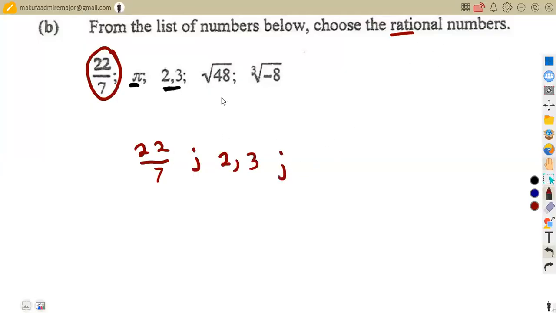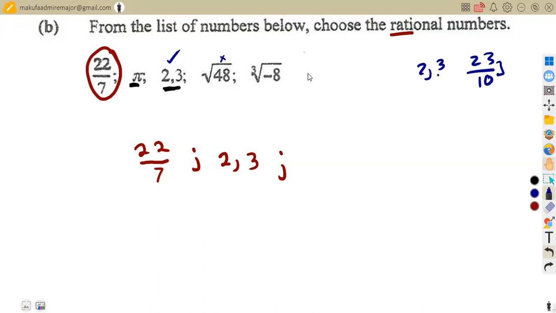We move on to the square root of 48. The square root of 48, we can't determine this. We can't express this as a fraction of two integers. If we check 2,3, it can be expressed as a fraction of two integers, because this is the same as 23 over, we've got one decimal place, 23/10. So it can be expressed. These are integers. So meaning to say, we are going to have this square root of 48 as not rational. Then the cube root of -8.